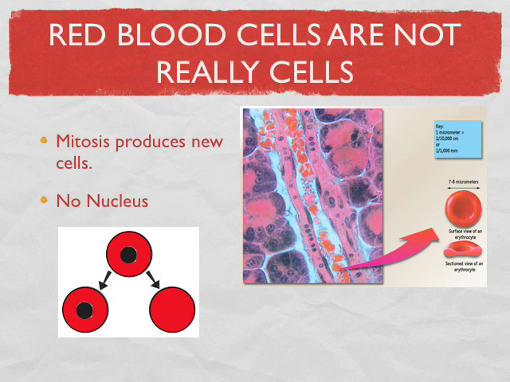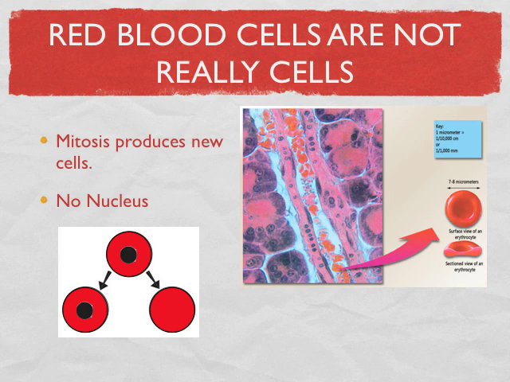The one with the nucleus hangs around in the red bone marrow of your bones and continues to produce these extra cells without a nucleus that then drop into the bloodstream and become what we think of as red blood cells.